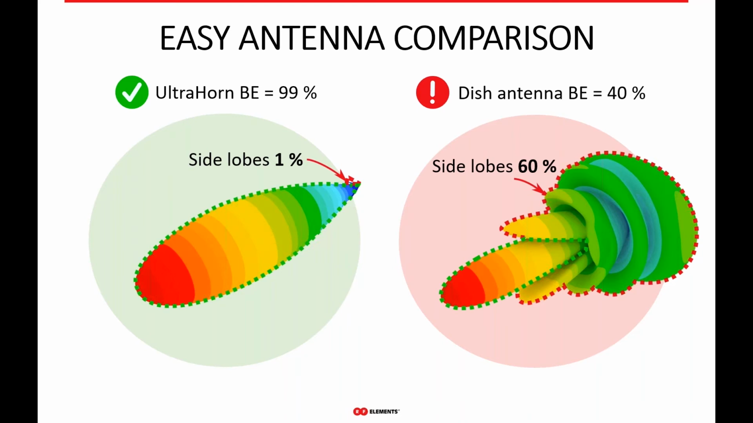A generic dish antenna has a beam efficiency of about 40%. So the remaining 60% of the energy it radiates, again, is in the side lobes. 99% is clearly more than 40%. Therefore, the Ultra Horn is a better antenna in terms of noise suppression. It's probably one of the best in the market today as far as beam efficiency goes.